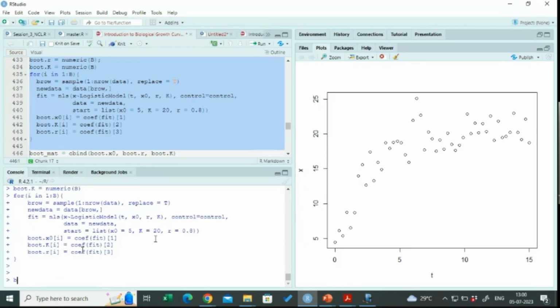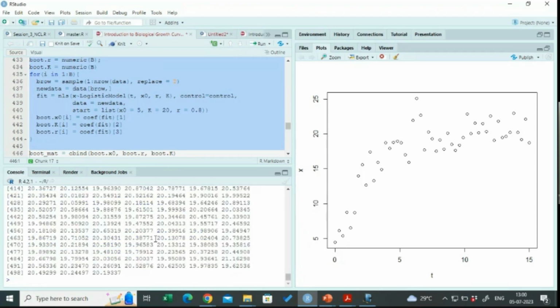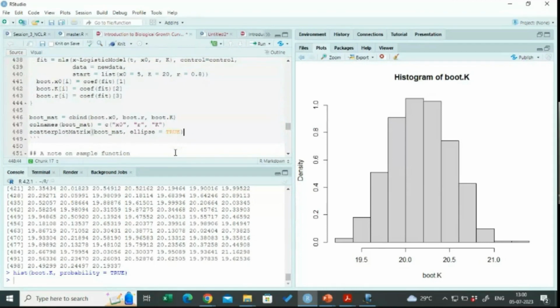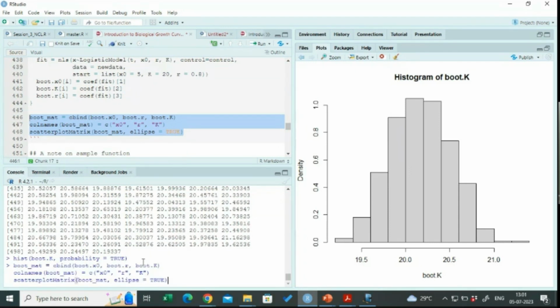So if you see boot k, we get a lot of values of k. If we take a histogram of boot k, you see that it is centered around these values, right? So this is called the bootstrap distribution of the parameters. Okay, so you can understand whether there is some kind of covariance or relationship between these parameters or not.